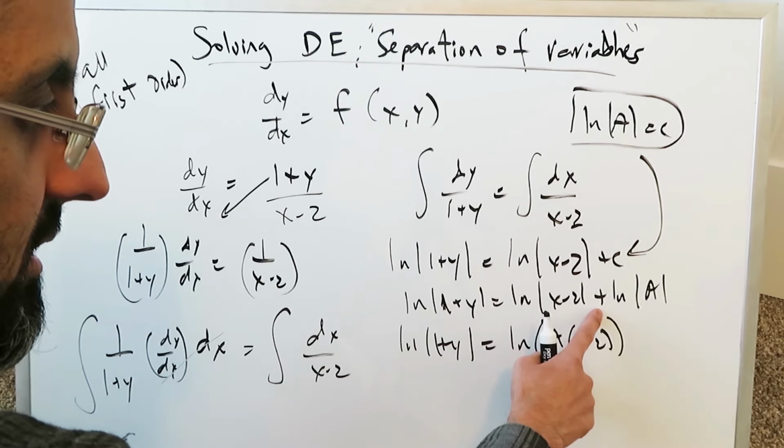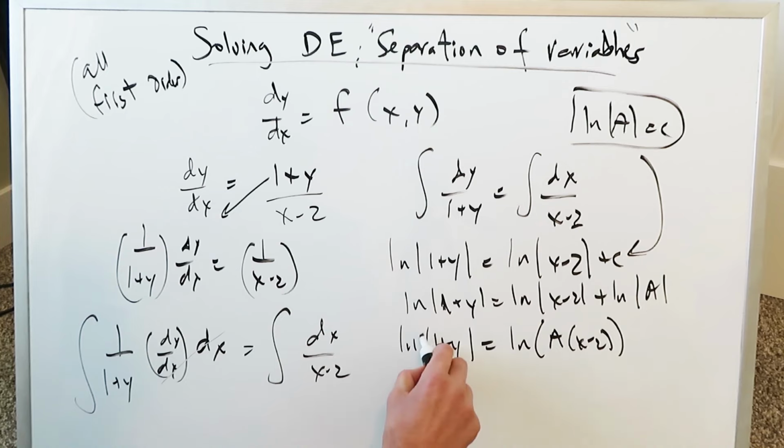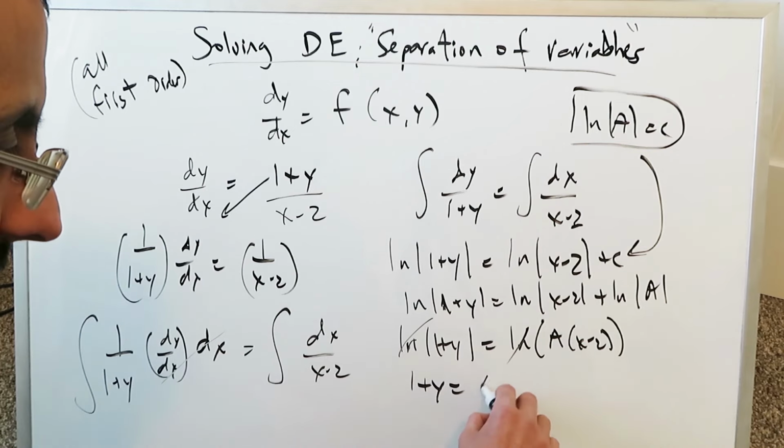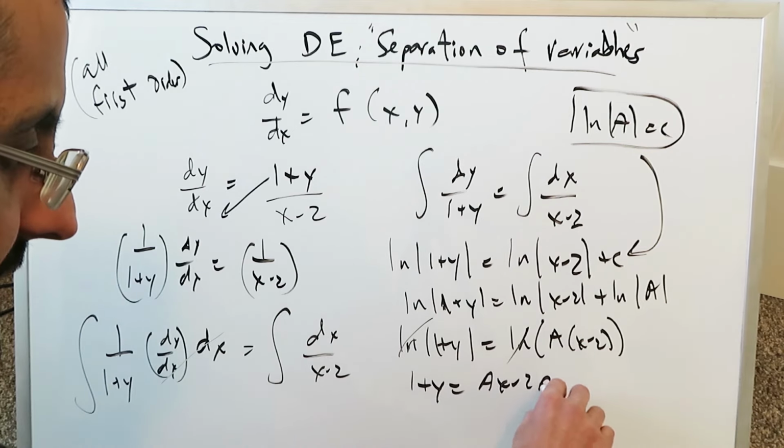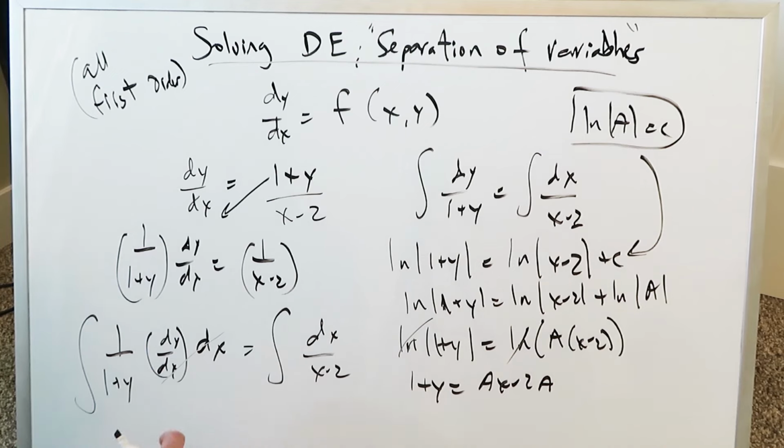The sum of logs is equal to their product. You can basically eliminate the natural logs over here. There's nothing wrong with you doing that. 1 plus y is equal to ax minus 2a. And this can be your final answer if you want.